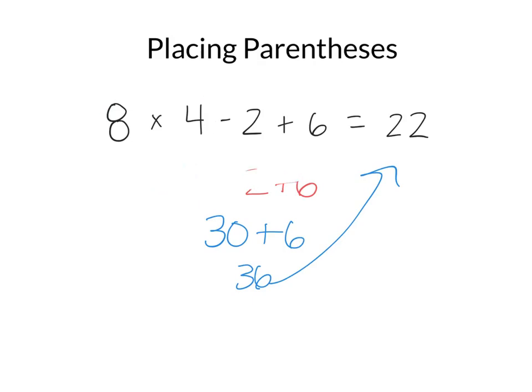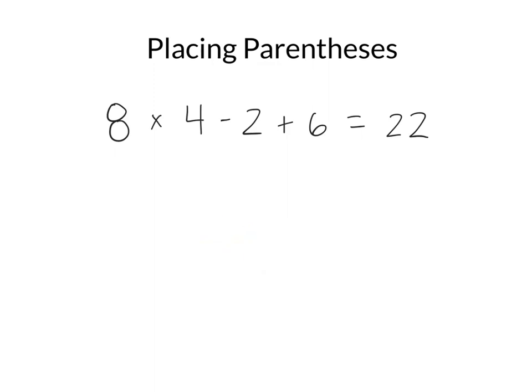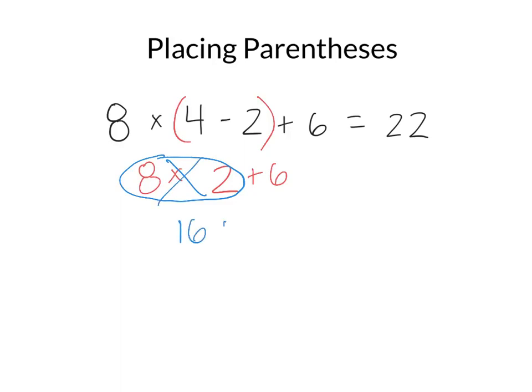So I'm going to try the next group of 2 now. So I will try putting the parentheses around these 2. So that would be what I do first. 4 minus 2 is 2. I keep everything else the same. So now I'm left with multiply and add. Next comes the multiplying. 8 times 2, that's 16 plus 6, which equals 22. That is our answer. So we know that the parentheses go around 4 minus 2.